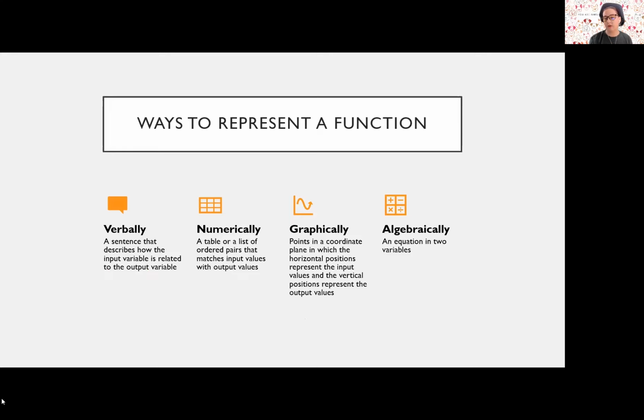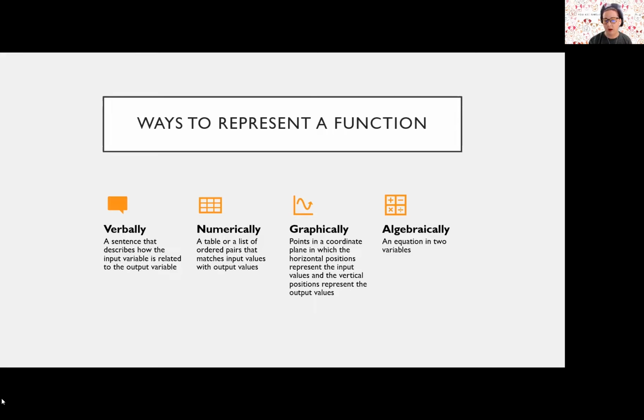So there are different ways to represent a function. You're going to see this in the application assignment, all the different ways to represent functions. So we've got verbally. And so that is a sentence that describes how the input variable is related to the output variable. So a lot of word problems are described verbally, and we have one of those on our application assignments where you're given a function described in words, and you have to create the equation based off of that.